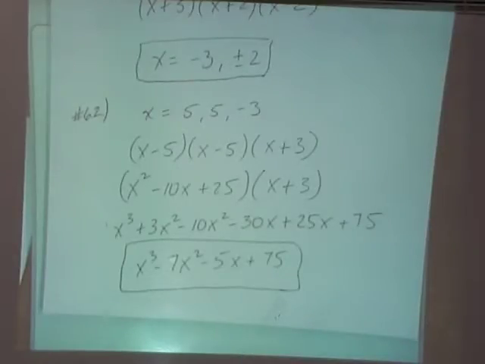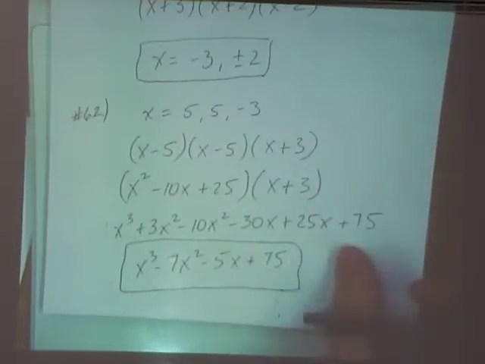Good question, Katie. First, you have to find your possible rational roots, yes? List out your possible rational roots. And then you do synthetic division until you find one that works. And that would knock it down to a quadratic. All right, any questions on 62? All right, 63.